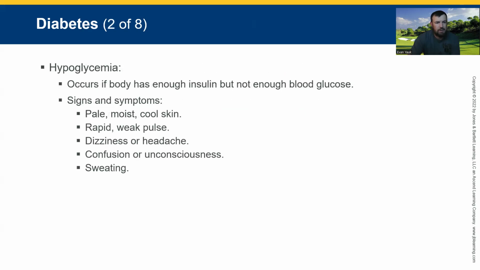So hypoglycemia occurs if a patient has enough insulin but not enough blood glucose. Signs and symptoms are pale, moist skin, rapid and weak pulse, dizziness or headache, confusion, unconsciousness, and sweating. Pale, moist, cool skin is a sign of shock. We're going into a diabetic shock. That rapid and weak pulse.